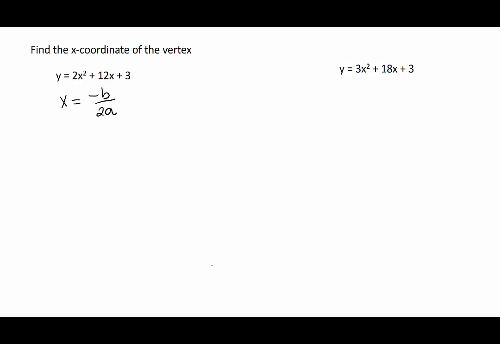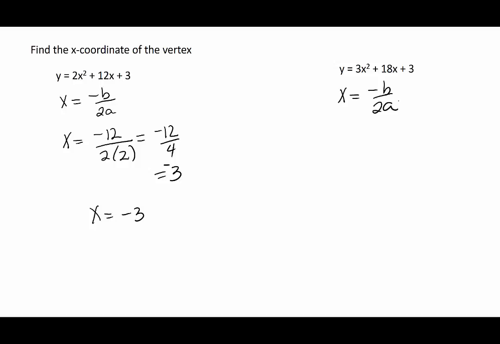To get the x-coordinate of the vertex, we use the formula x equals -b over 2a. So we plug in b equals 12 and a equals 2, and we get -12 over 4 equals -3. The x-coordinate of the vertex is -3. Stop the video and do the next one. We use the same formula. We plug in b is 18 and a is 3, and we get -18 over 6, which is -3 again.